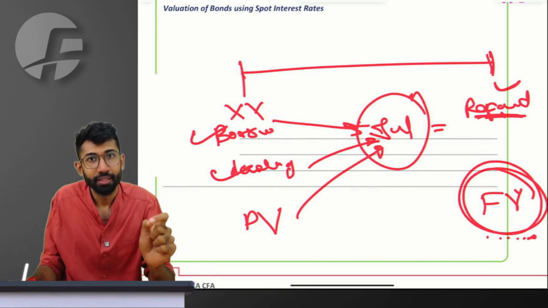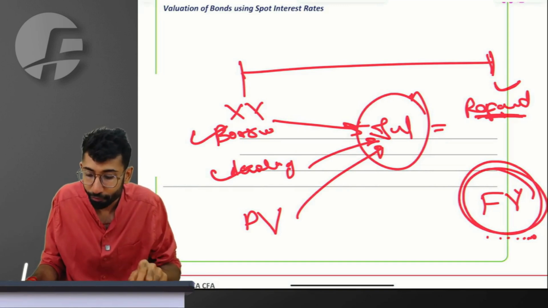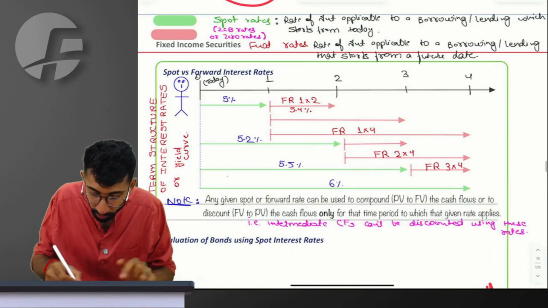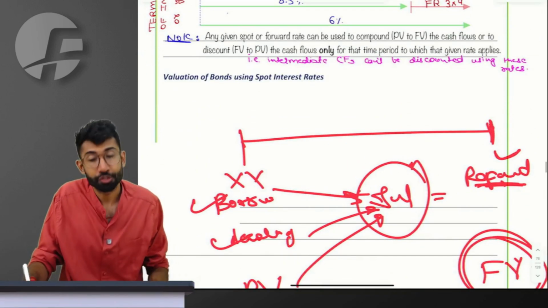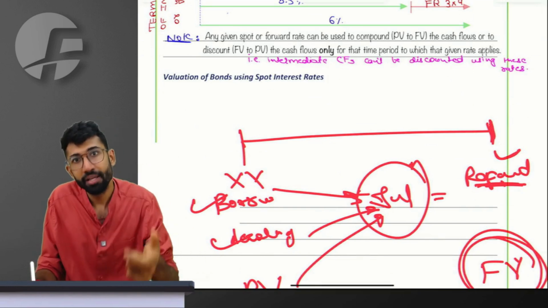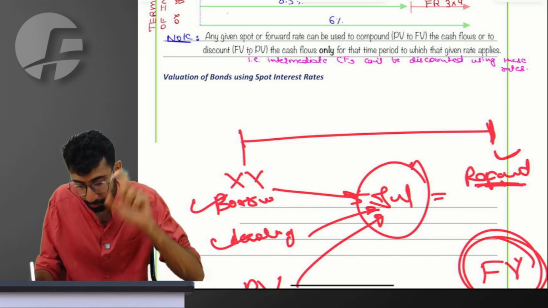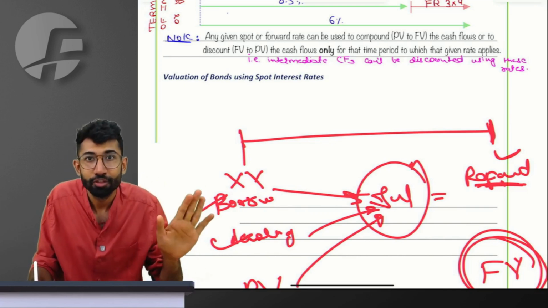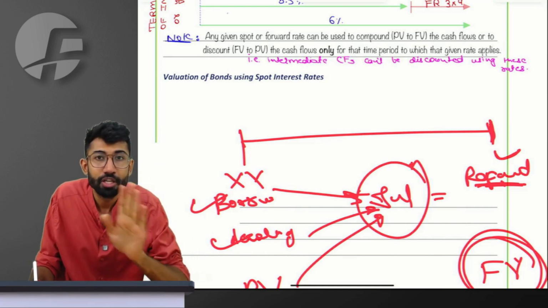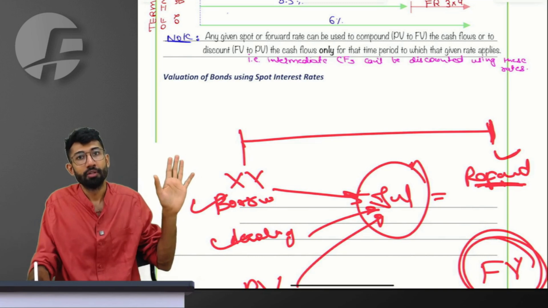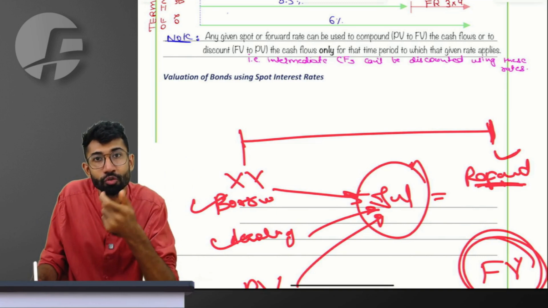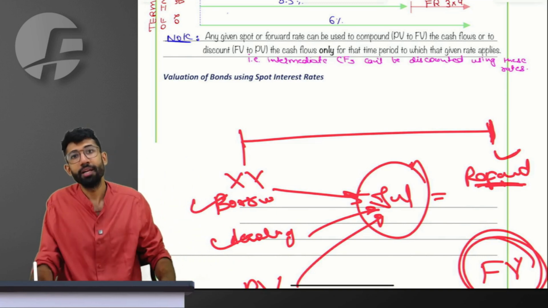So spot rate and forward rate are the types of interest rate in which there are no intermediate cash flows. Listen to my line, I will explain it later. Spot rate or forward rate can be applied only to those situations in which there are no intermediate cash flows. Whereas YTM can be applied even to those situations where there are intermediate cash flows as well.